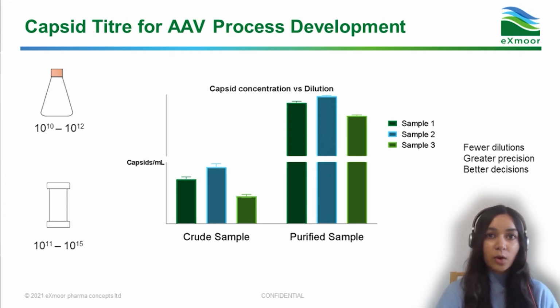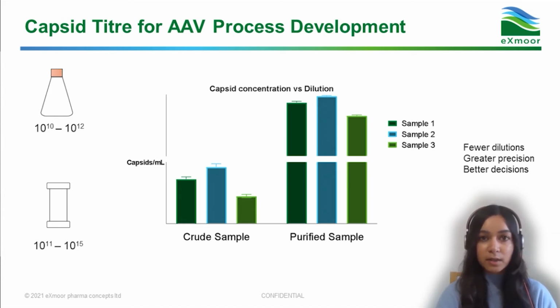So here I'm showing two different sample types, so crude samples and purified samples, and three different samples were taken of each of these sample types. And this was all run on one ELA cartridge.